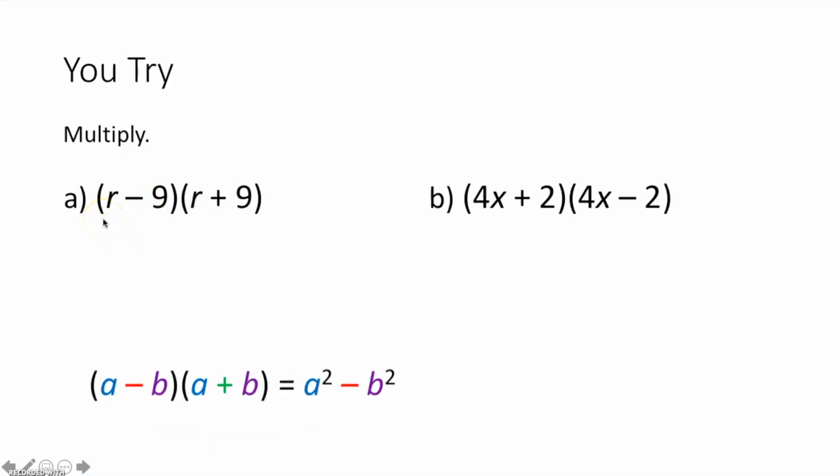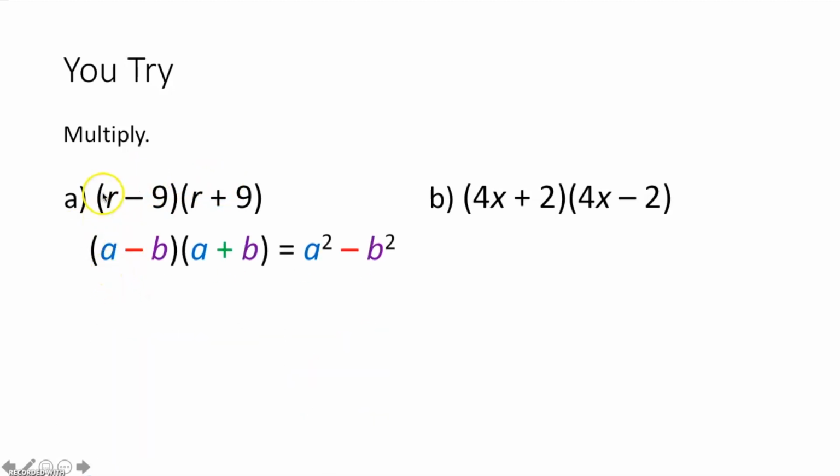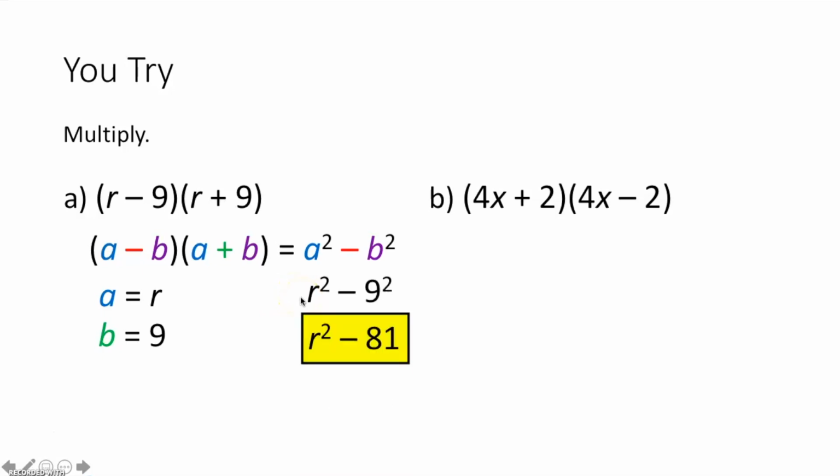What we want to do first is figure out what's our a value and what's our b value. Well, it looks like our a value is going to be r, and our b value is going to be 9. So all we have to do is do r squared minus 9 squared, and that's going to be r squared minus 81. And you're done.